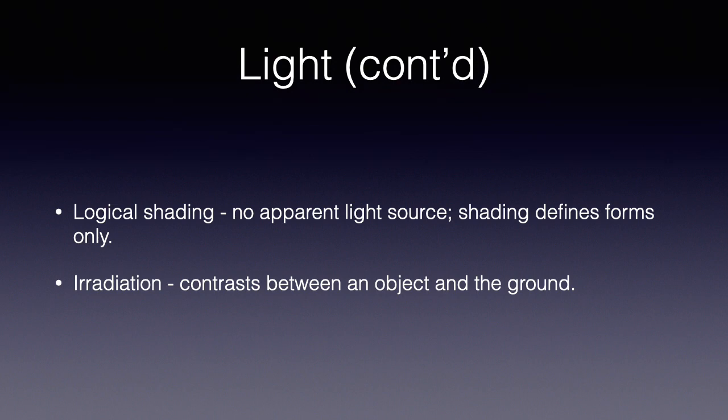So, logical shading, this occurs when there's no apparent light source. So shading defines forms only with logical shading. Irradiation is the contrast between an object and the ground. And by ground, we can also mean background. Okay, so when we think about the contrast between an object and its background.